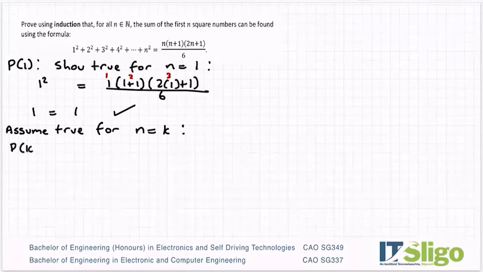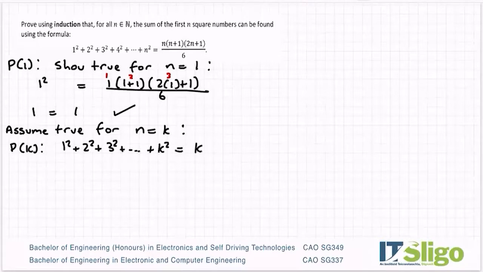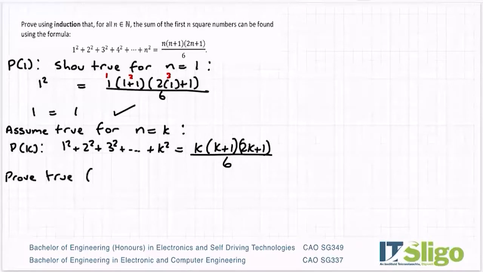Okay, so P of k then, 1 squared plus 2 squared plus 3 squared plus ... plus k squared would be equal to k times k plus 1 times 2k plus 1 all over 6. Okay, so that's our assumption that we're going to use when we prove true for k plus 1. Okay, so our next one, prove true for n is equal to k plus 1.